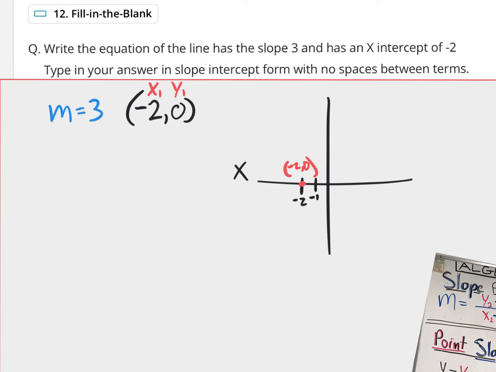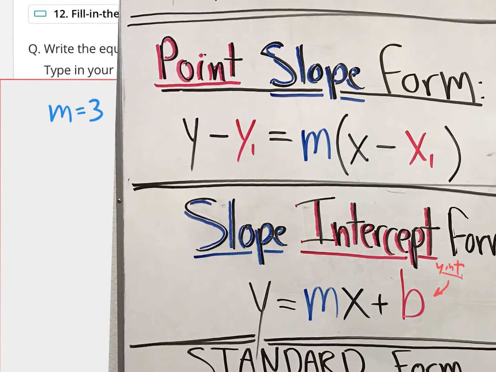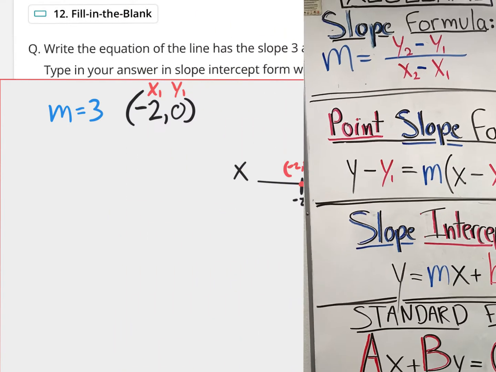So regardless of what form they want, slope-intercept, the easiest form to use is point-slope form. Again, point-slope form is y minus y1 equals m, parentheses, x minus x1. I recommend rewriting it with blank spots. Write down everything that's in black: y minus blank spot equals blank spot, parentheses, x minus blank spot. Let's do that.